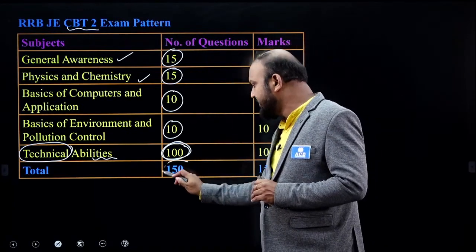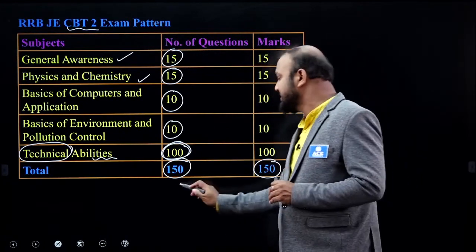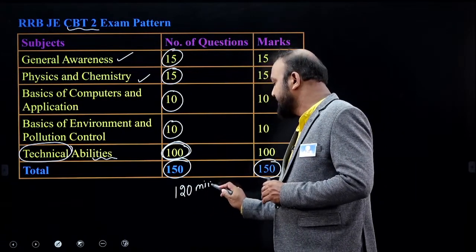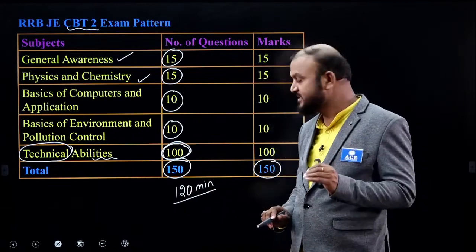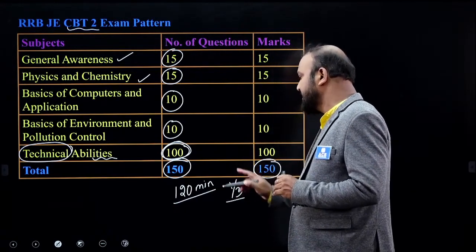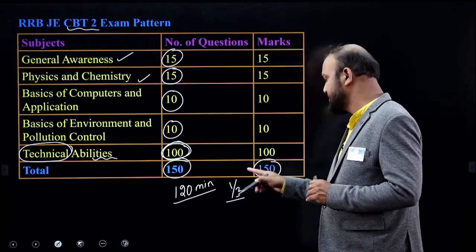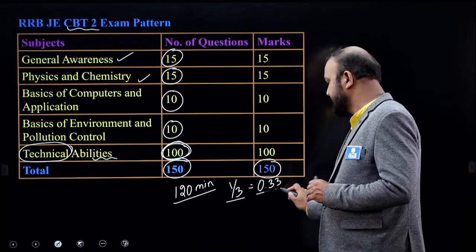So in total there are 150 questions, 150 marks. As you know, it will be a 120-minute exam, and for physically handicapped candidates, it will be 160 minutes. And there is a negative marking of 1/3 for each question, because all are 1-mark questions, 150 questions, 150 marks, and a negative marking of 0.33.